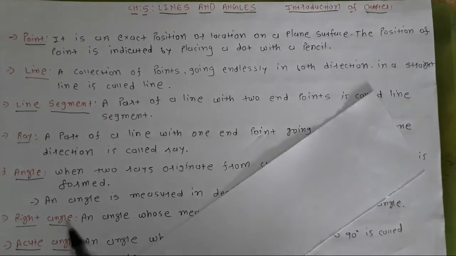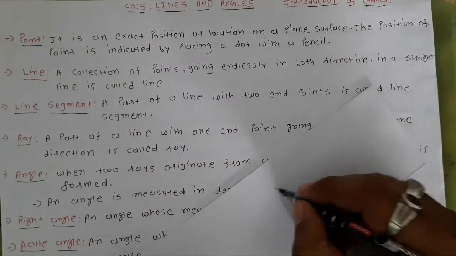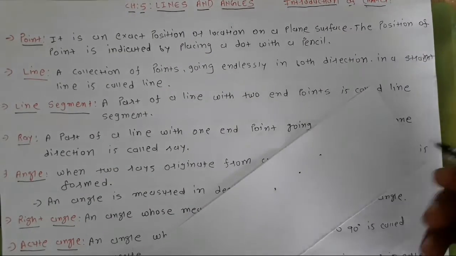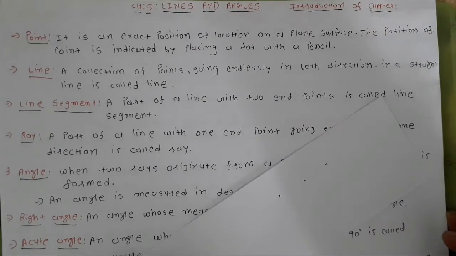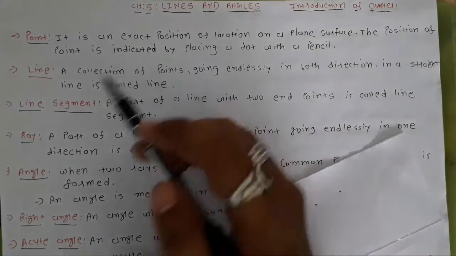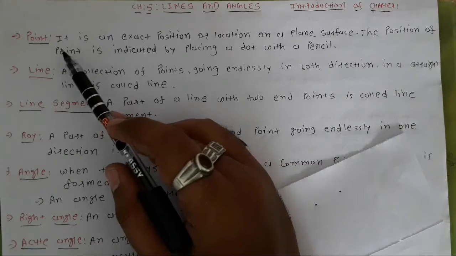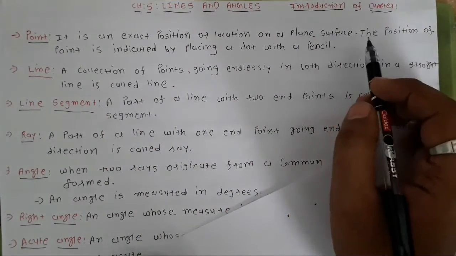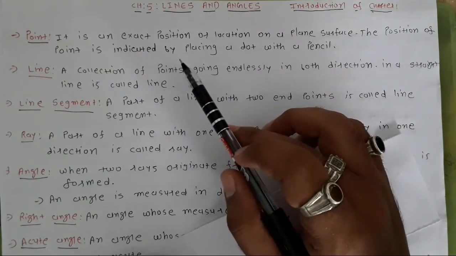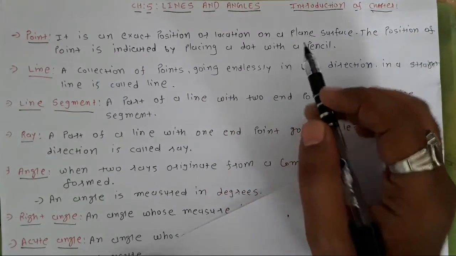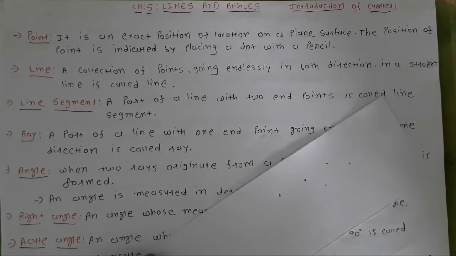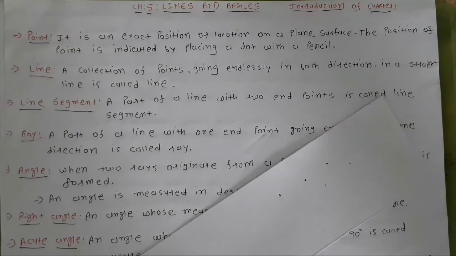Now what is a point? This dot I am putting is the point. But exactly how can I define the point? Here I can write: a point is an exact position or a location on a plane surface. The position of a point is indicated by placing a dot with a pencil. So this particular point represents the exact position or location on a plane surface, that is called a point.